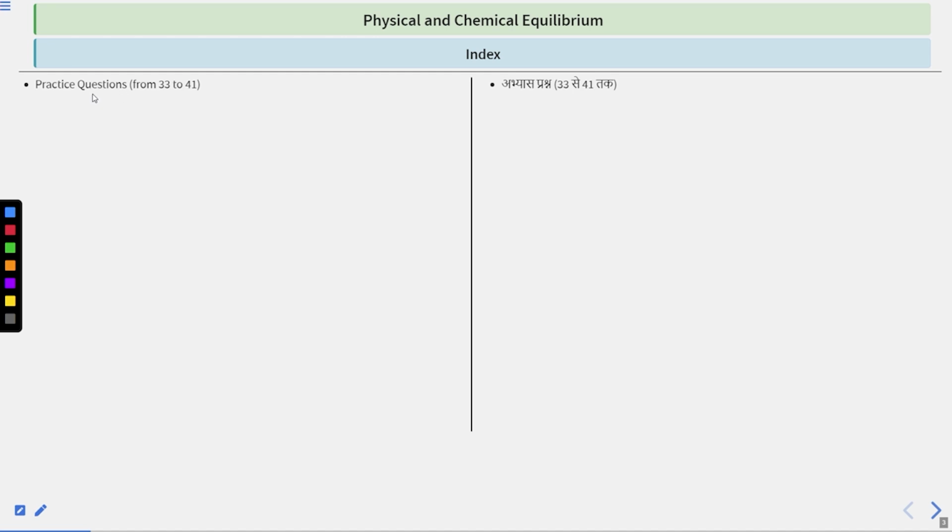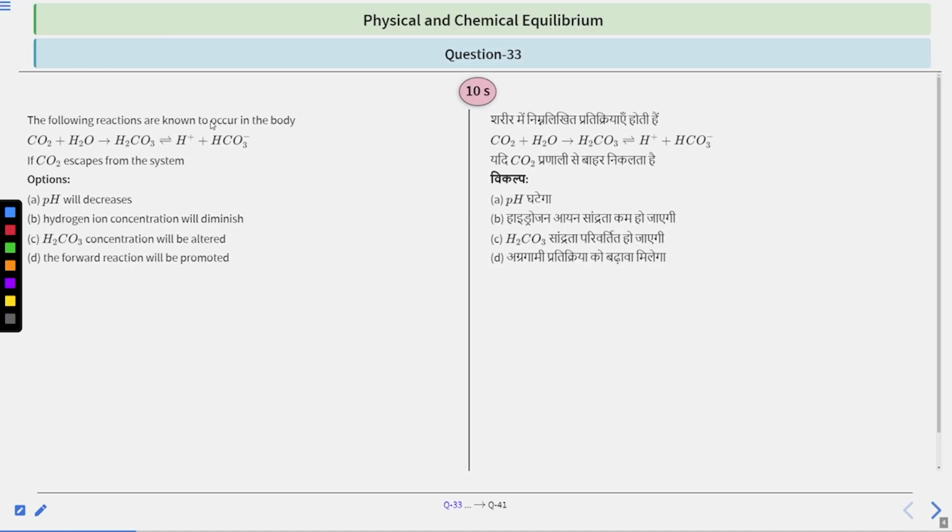Index slide, which says that we will cover some practice questions from question number 33 to question number 41. Let's start with question number 33.